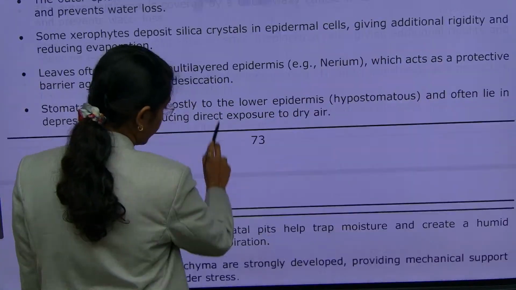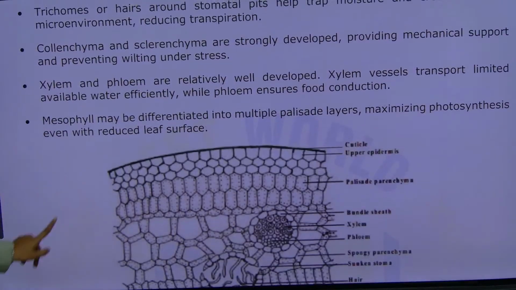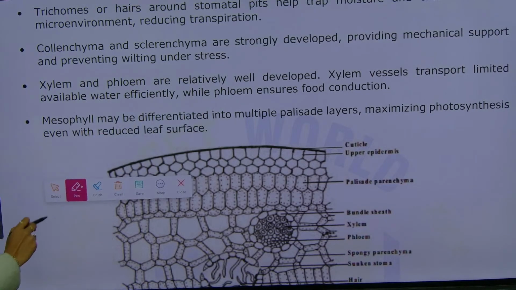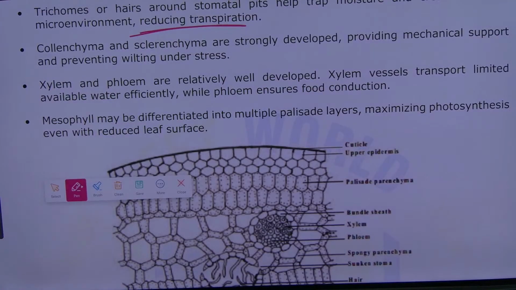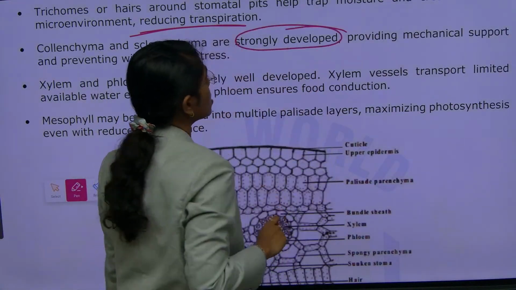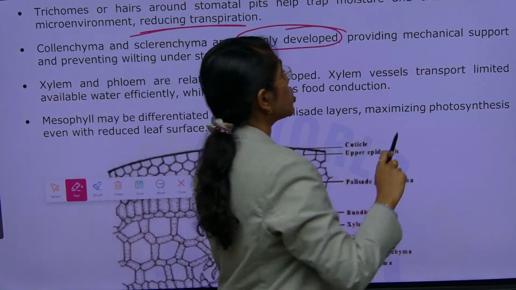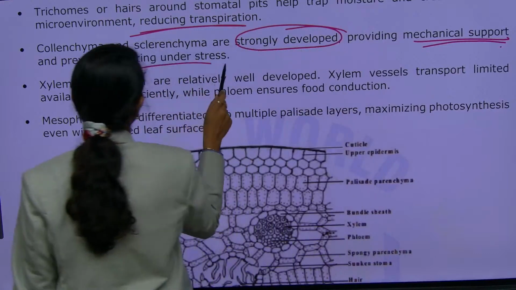And then trichomes. Trichomes are hairs around the stomatal pits. They help to trap moisture and create a humid microenvironment during transpiration. Next, collenchyma and sclerenchyma are strongly developed, which provides mechanical support and prevents wilting under stress.